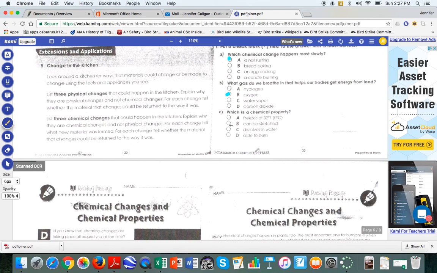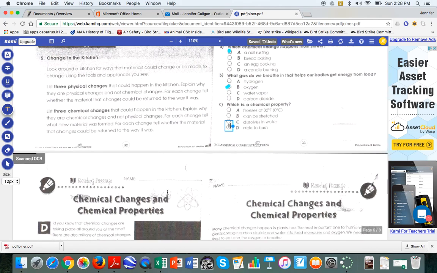Well, stretching wouldn't be it, because that would be physical. Dissolving in water would be physical. Uh-oh, I'm getting sloppy here. Let's see if this eraser over here works. Oh, look, I didn't mean to erase everything. Able to burn would be chemical. Freezes at 32 would be physical. So our correct answer there is D. That's the only one that's a chemical property.